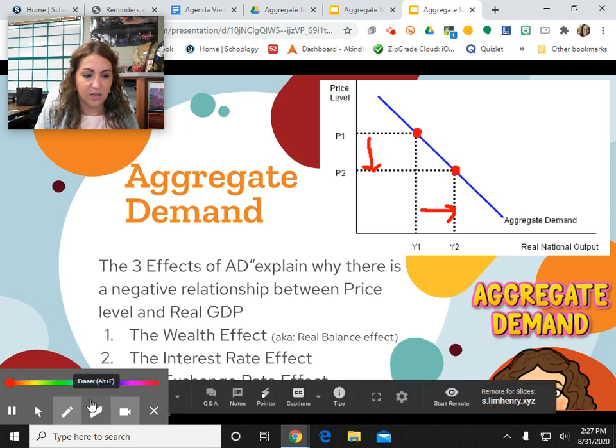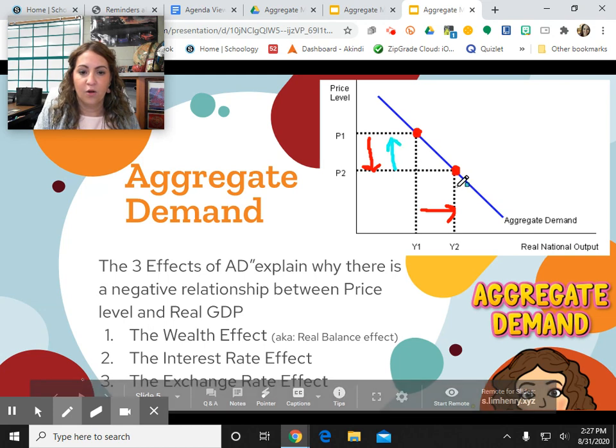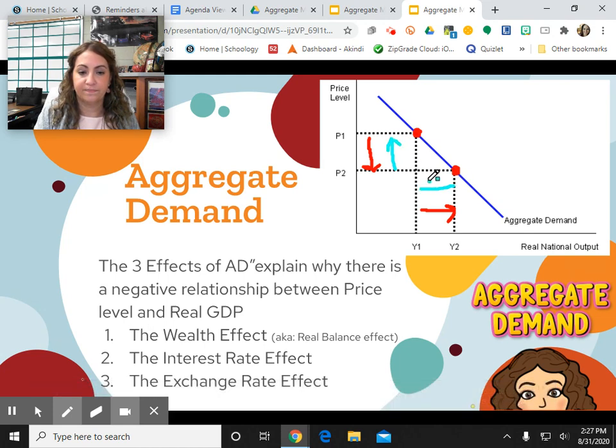And vice versa, if prices were to go up, why would GDP fall? So let's have this be point A, let's say, and this be point B on our line. And there's 3 reasons. We call them effects of aggregate demand. And the 3 effects explain why there's a negative relationship between price level and real GDP.